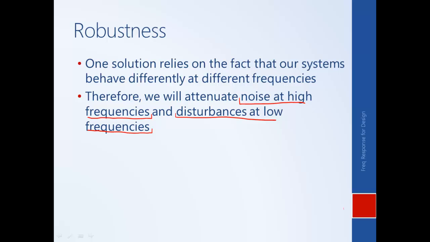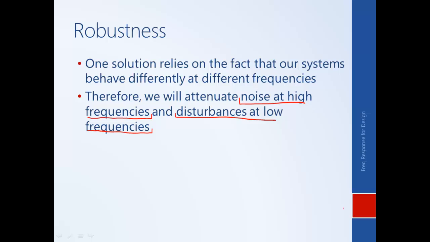So you could imagine, for a cruise control example, that a change in grade or a change in the mass of the vehicle will change very slowly, or a wind gust, the dynamics of that will be much slower than the frequency of electrical noise, for example. And so this is a strategy that will work well in many instances.